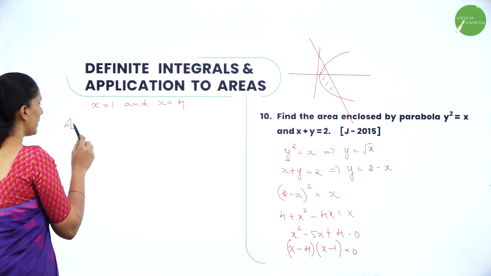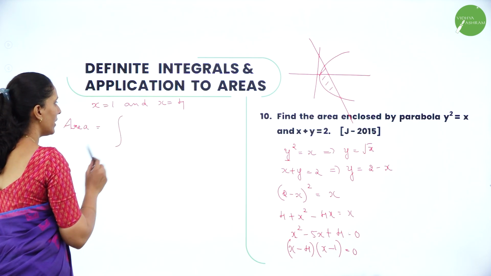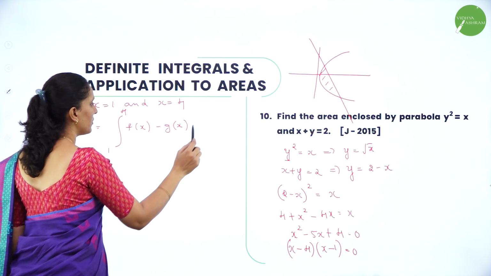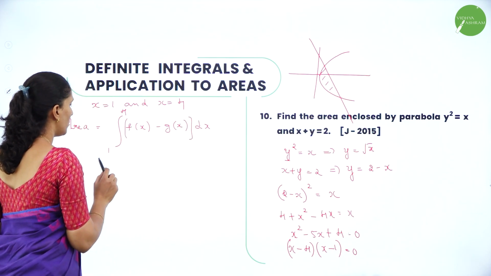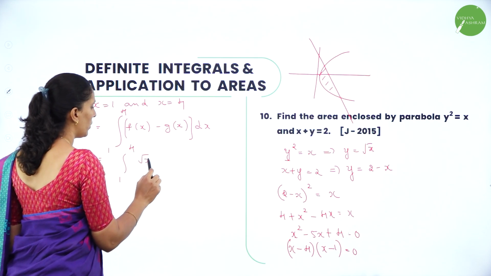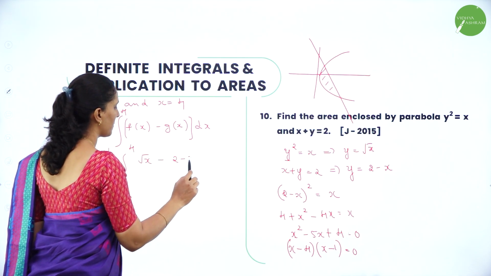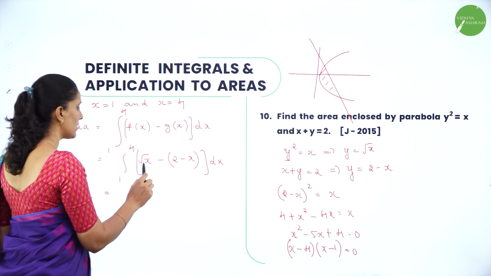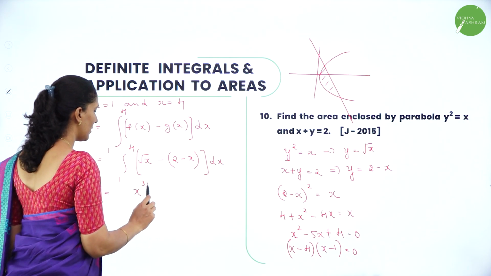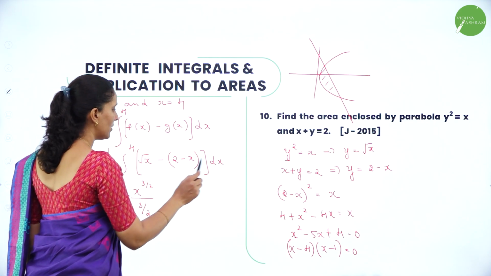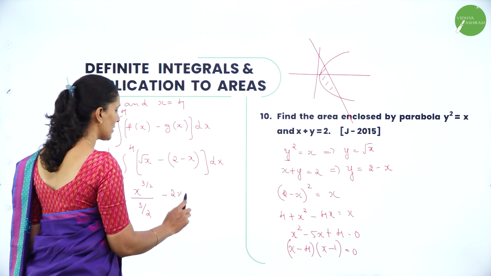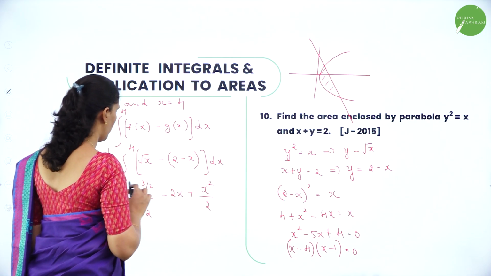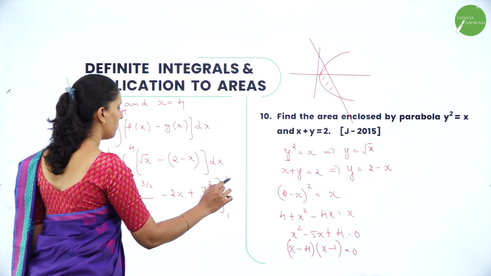Thus I can find the area by taking the limits under the x coordinates from 1 to 4, f of x minus g of x with respect to dx. So integral 1 to 4 root x minus 2 minus x with respect to dx. So this can be written as root x can be taken as x to the power 3 by 2 by 3 by 2. Minus 2 into dx can be taken as minus 2x. Minus into minus becomes plus here. This can be taken as x square divided by 2. Let us apply the limit from 1 to 4.